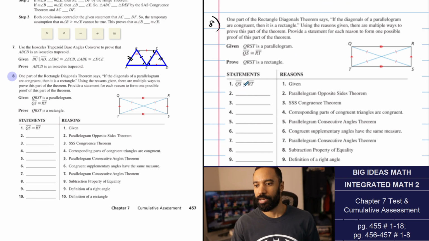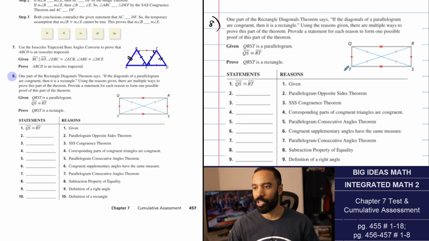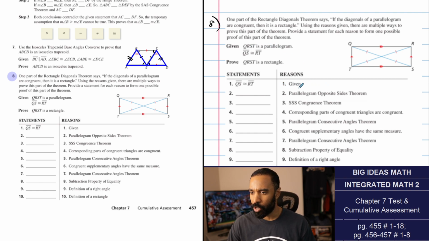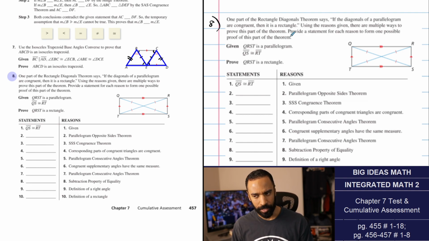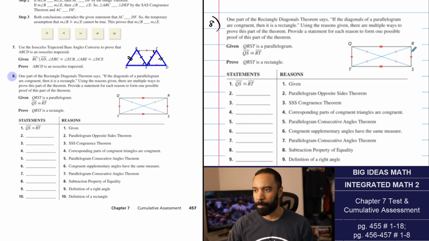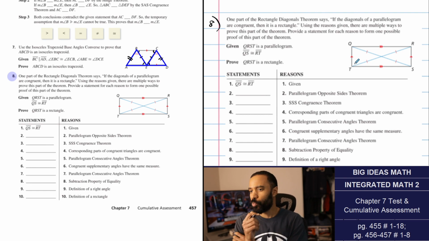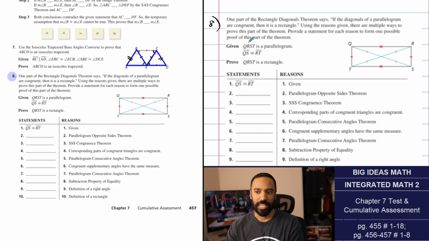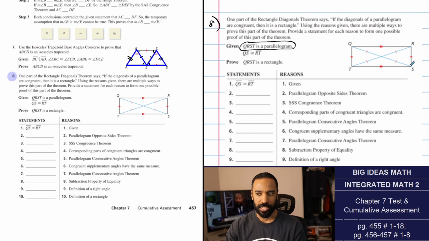That's okay. All right, number one, it is given that QS is congruent to RT, given that the diagonals of this quadrilateral are congruent. It's also given that QRST is a parallelogram. They don't actually ever write that, which is interesting. By the parallelogram opposite sides theorem, we can also state... it's really interesting that with the given here, a lot of stuff is not mentioned. They're not mentioning diagonals bisect each other, because look, they're going straight to triangle congruence.